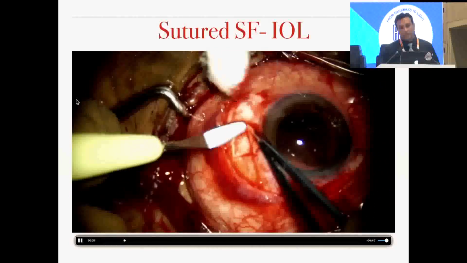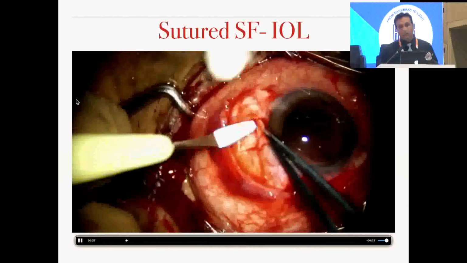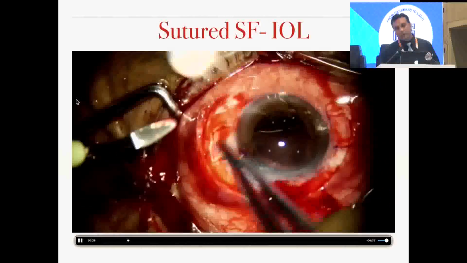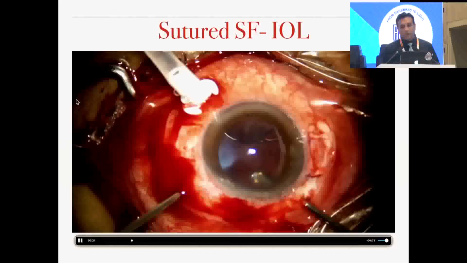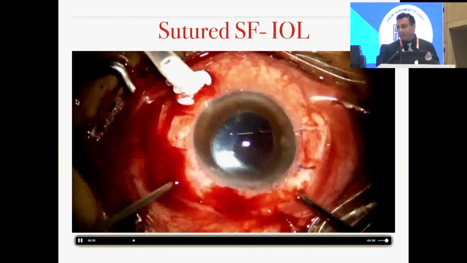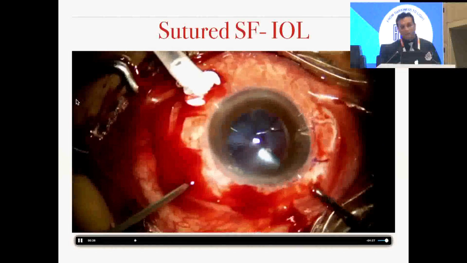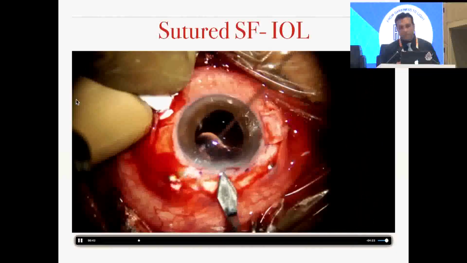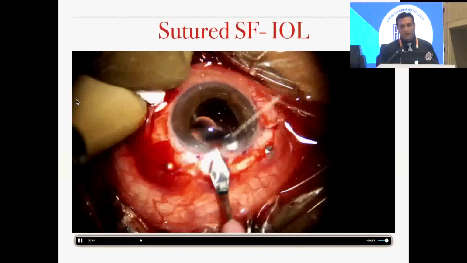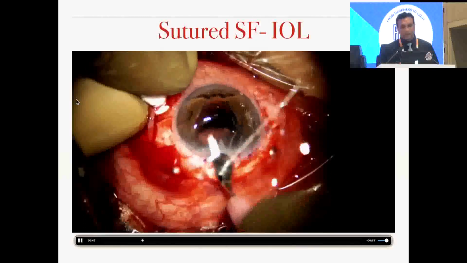This is a case of a subluxated PMMA IOL. You can see the optic and haptic of the IOL at the pupillary margin. The important point is that before making the entry into the anterior chamber, you do the vitrectomy, because if you make the scleral flaps after that, it will be hypotonic and the flaps will not be of the required depth, and it will be difficult to make the partial thickness flaps.